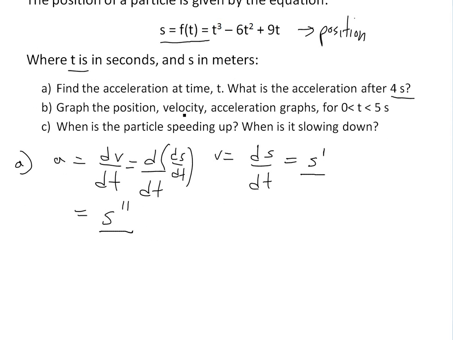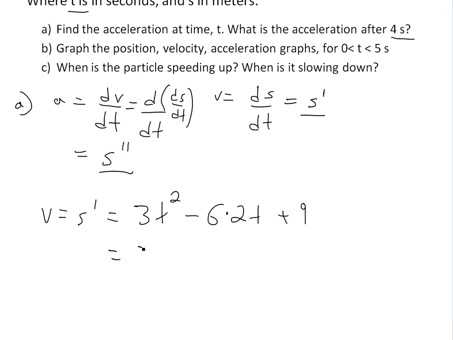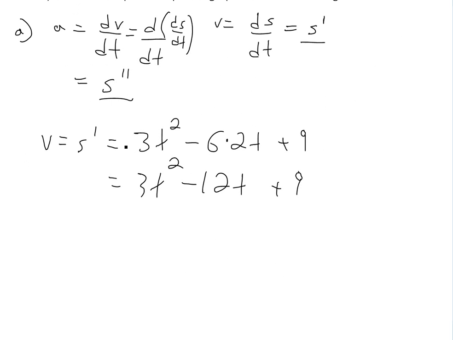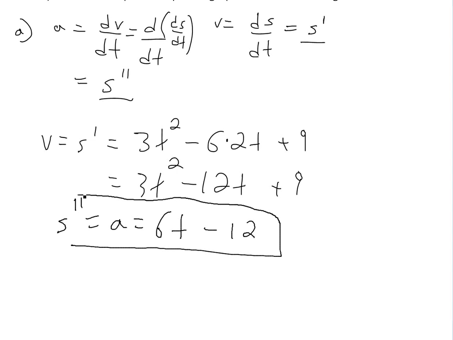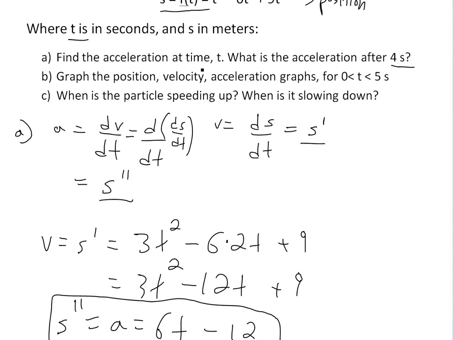Now to find the acceleration at time t, we need to get the velocity. So v is equal to s prime, which is 3t squared, taking the derivative using the power rule, minus 2 times t, bring the 2 down and t is power rule again, plus 9. This simplifies to 3t squared minus 12t plus 9. Now to get the acceleration, let's take the derivative again. So s double prime is equal to a, and we bring the 2 down: 2 times 3 is 6t, minus 12. So there's our acceleration at any time t, as it asks here.